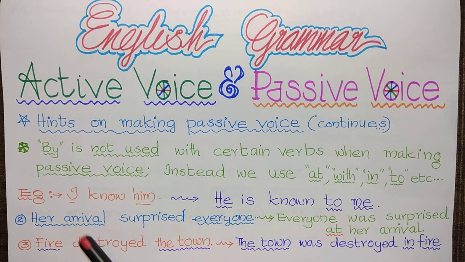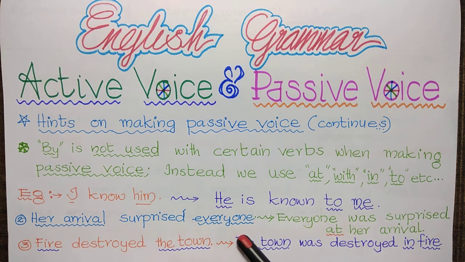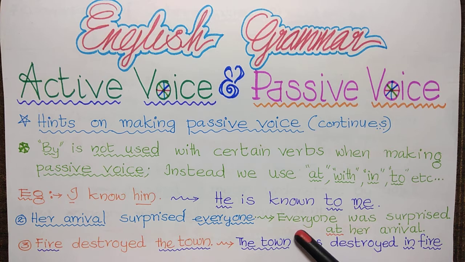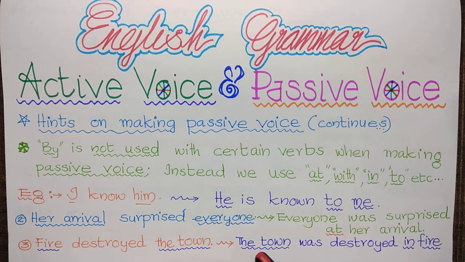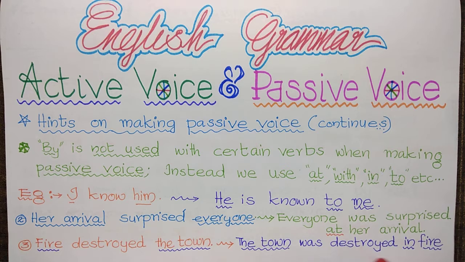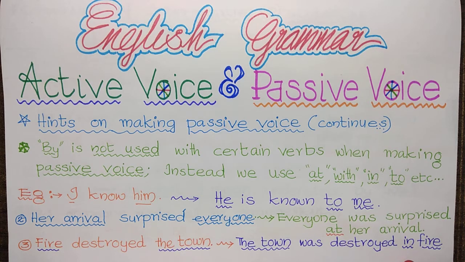Second example, her arrival surprised everyone. Converted to passive, everyone was surprised at her arrival, not by her arrival. Fire destroyed the town. Fire is the subject, the town is the object. After conversion, the town becomes the subject. The town was destroyed in fire, not by fire. Keep all this in your mind.